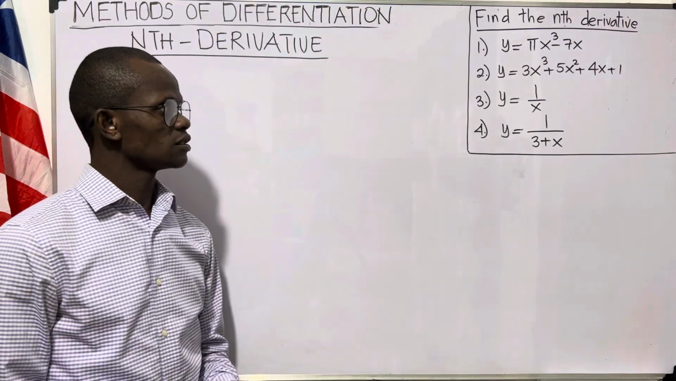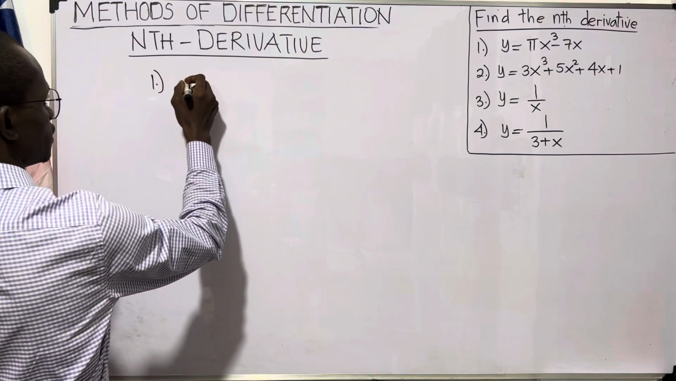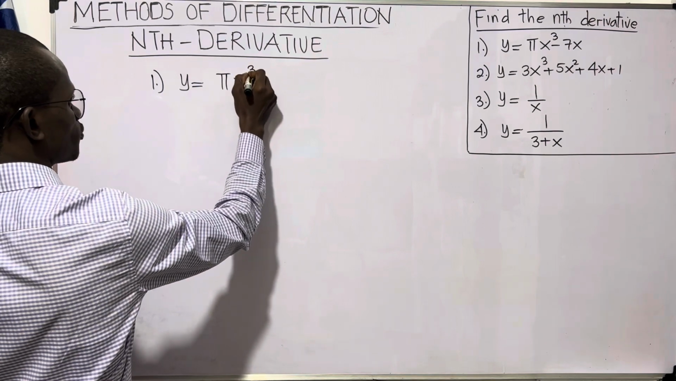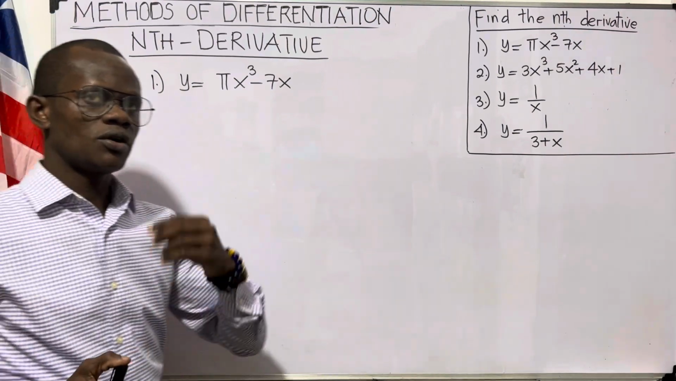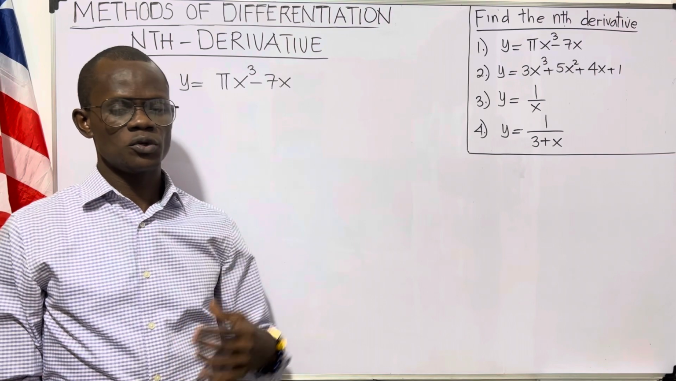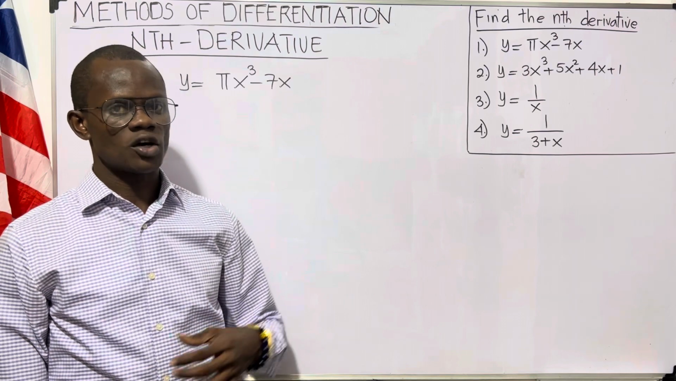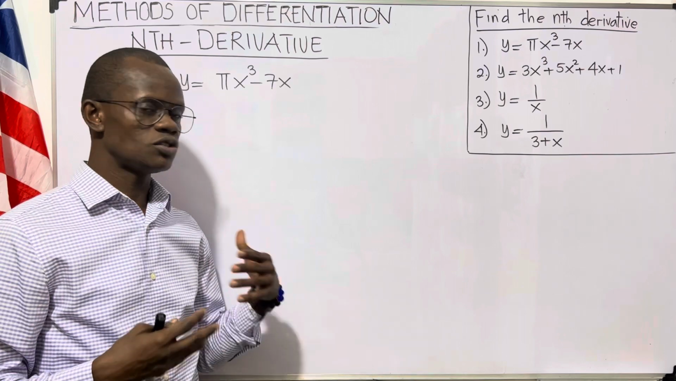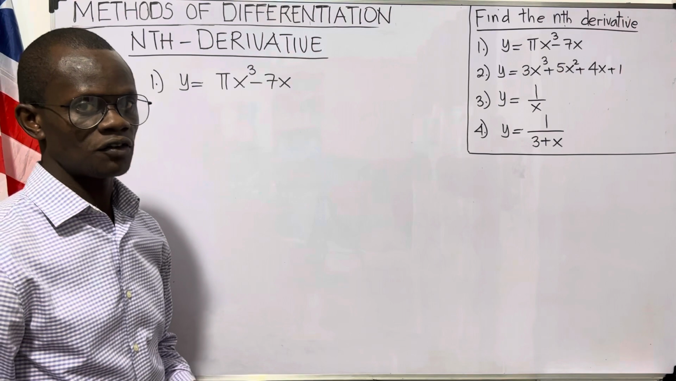So we have the first set of examples. The first example says y equals pi x cubed minus 7x. Now we find the first derivative. In order to find the nth derivative, we first find the first few derivatives, at least the first 3, so that we observe the pattern and formulate a formula that can be used to find the nth derivative or any other derivative of that particular function.